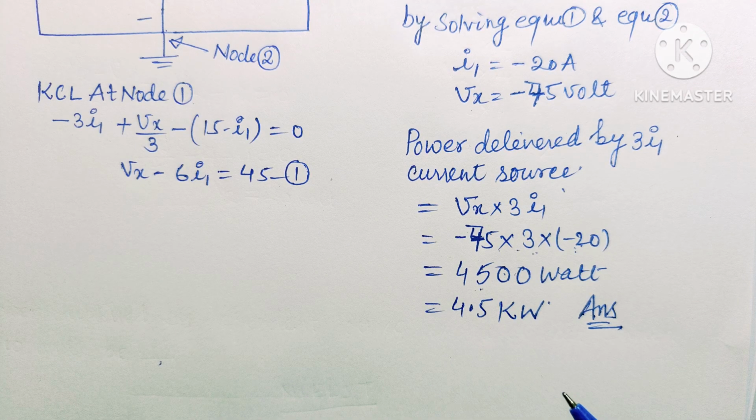So in this question, the 3I1 dependent current source is delivering 4.5 kilowatt power in the circuit.